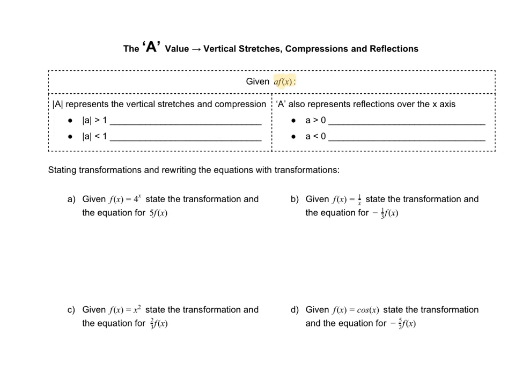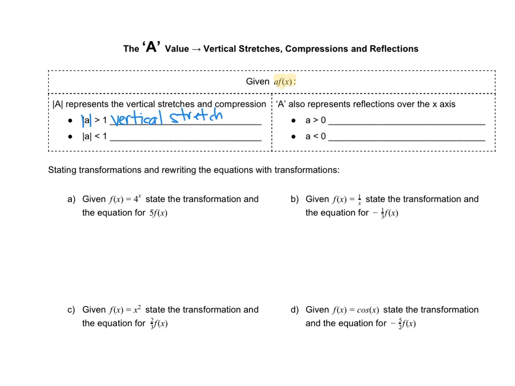So when the absolute value of a, meaning these straight lines around the a, that just means whatever that number is, you turn it positive. So the absolute value of -5 is +5. So if we look at the absolute value, if it's greater than 1, then we have a vertical stretch. And we would communicate that by saying a vertical stretch by a factor of whatever a is.